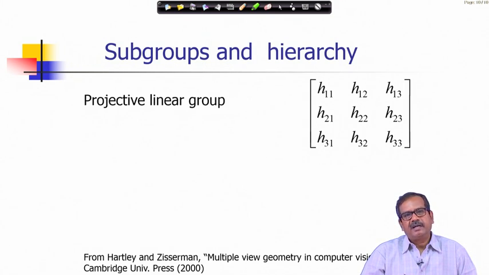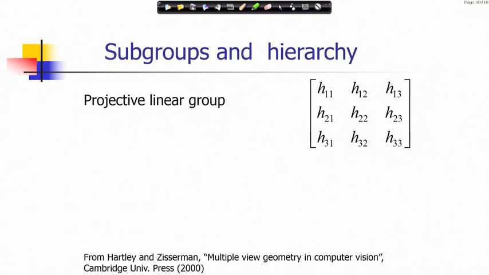There is some interesting structure in these groups: there are subgroups and there is a hierarchy among these subgroups. Our parent group is the projective linear group. All projective transformations fall under this category, and as we have discussed, all those properties hold for this kind of transformation.